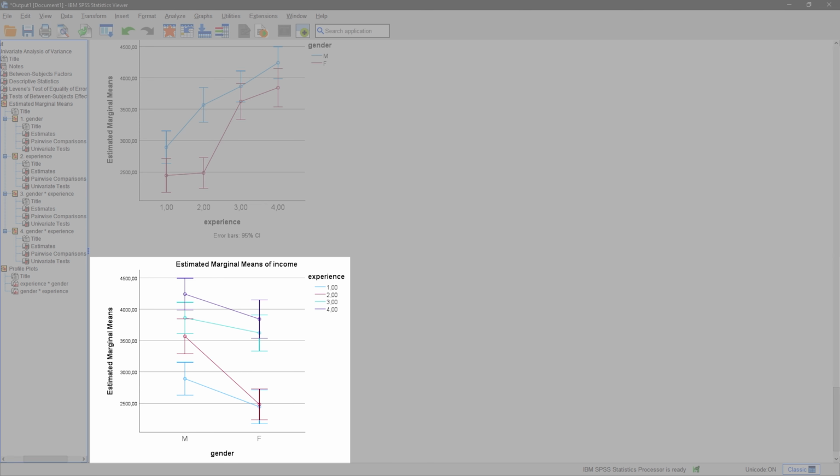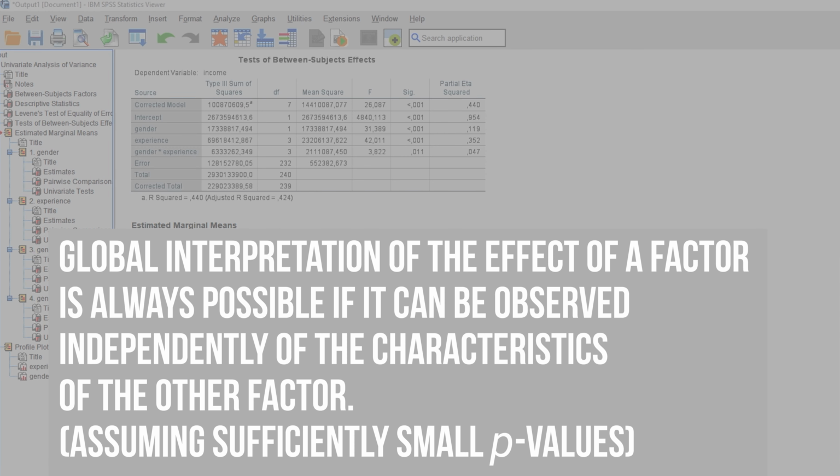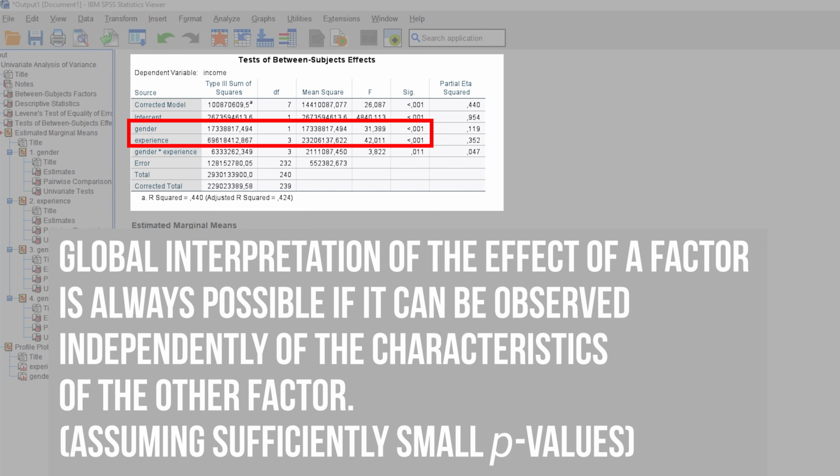Graphically, this is visible because all functions point in the same direction. If this were not the case, if, for example, at experience level 4, the function moved in the opposite direction, then a general statement, like the one I just made, could not be made due to this exception. To summarize, if the function points in the same direction, the main effect can be interpreted globally. However, a sufficiently small p-value in the tests of between subjects effects table is still required for this interpretation.